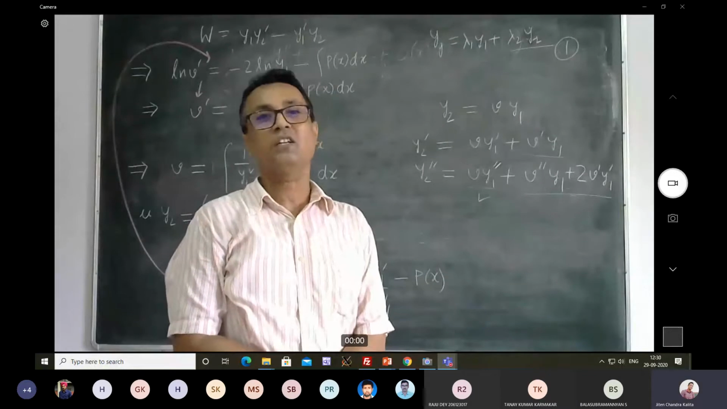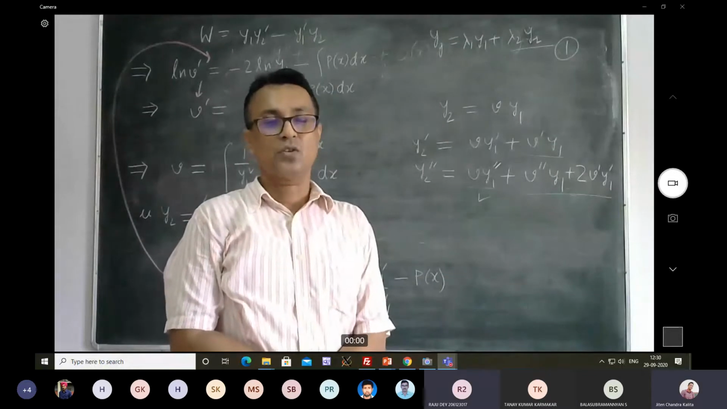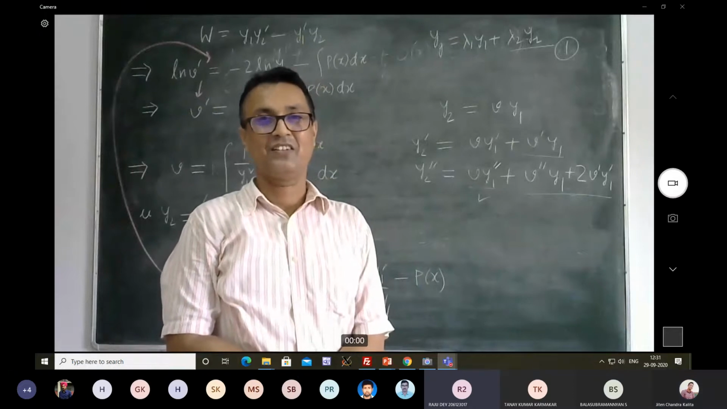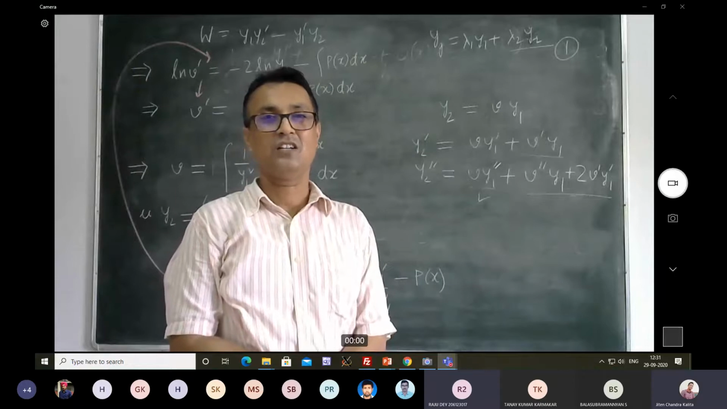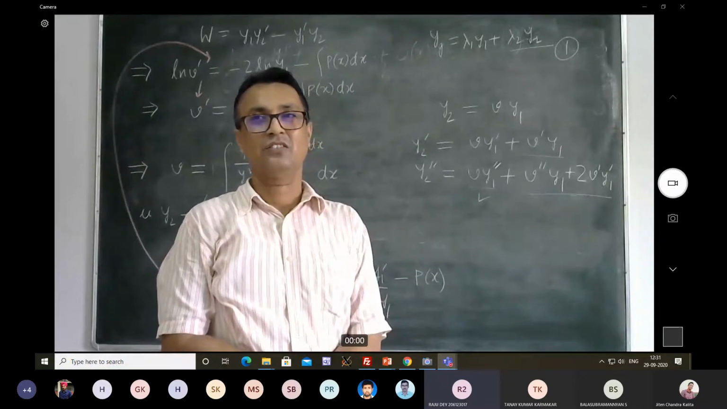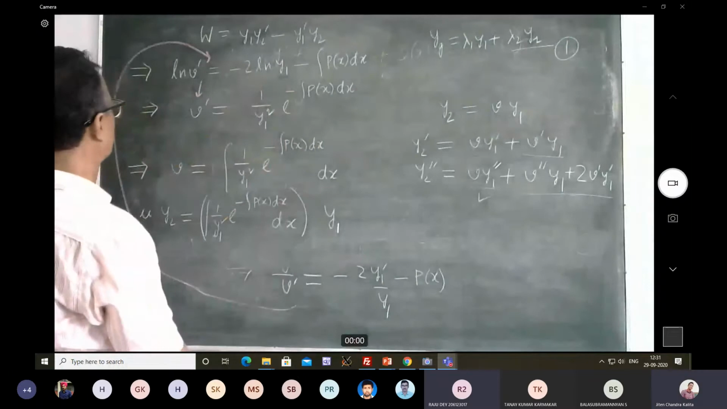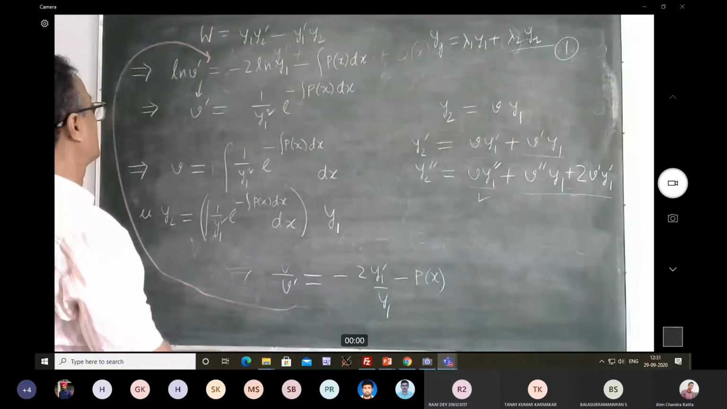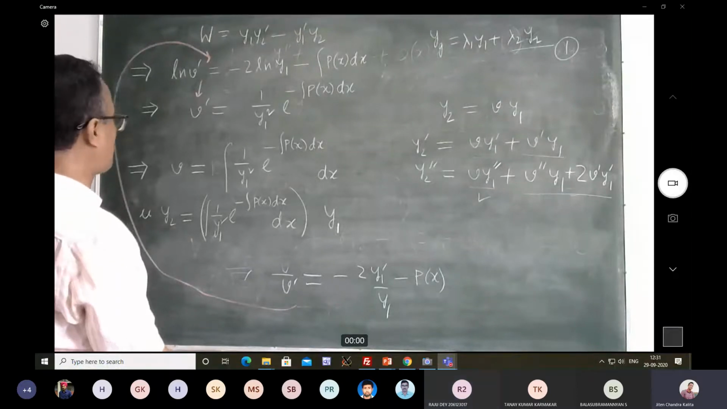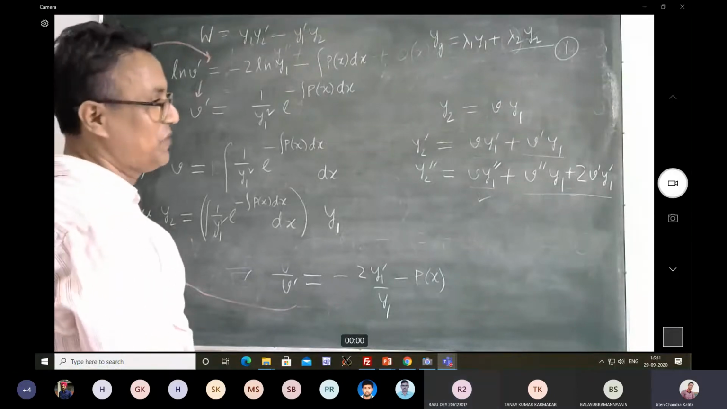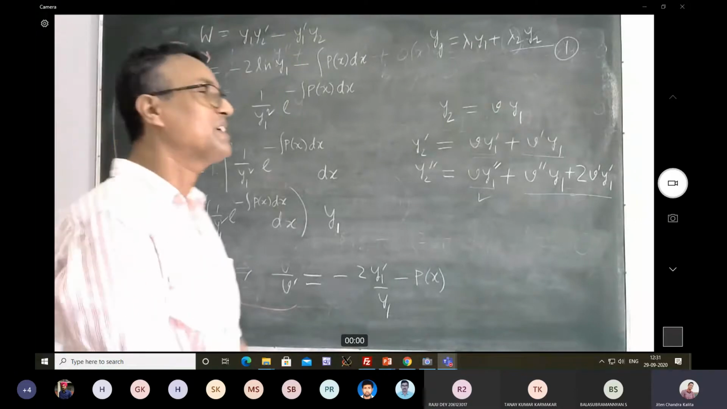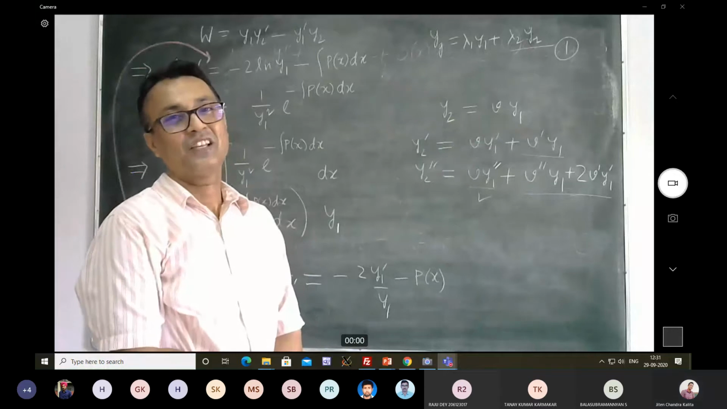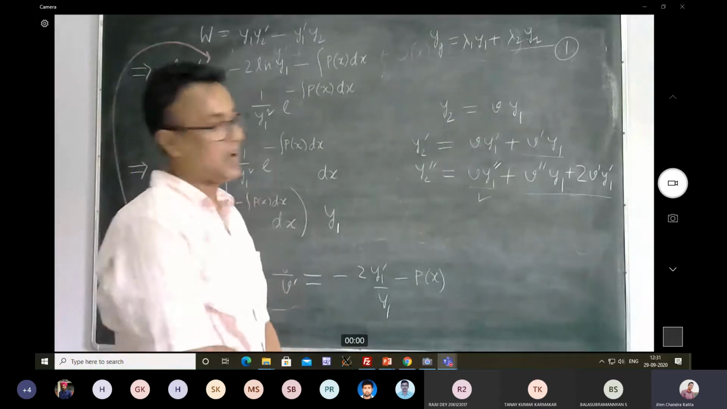How do you prove the linear dependence and independence? Sir, if they are linearly dependent, that means one function is the scalar multiple of another. But here v is a function of x, so it is not a constant. But what is the guarantee that, say, you may have a function where the combination of v and y1 is going to make it a constant, something like that? Okay, I got your point.